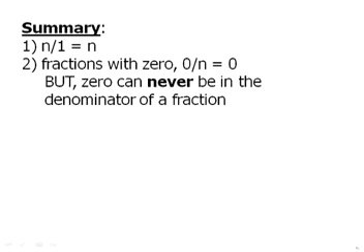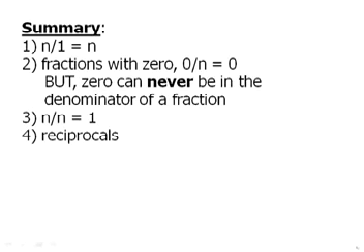Fractions with 0, we talked about these. So 0 can be in the numerator, 0 divided by n is 0, but 0 can never be in the denominator of a fraction. That's very important. We talked about the rule n over n equals 1, and again how this will be very important as a multiplier. We can always multiply by n over n, because when we're multiplying by that, we're multiplying by 1. And finally, we talked about the properties of reciprocals.